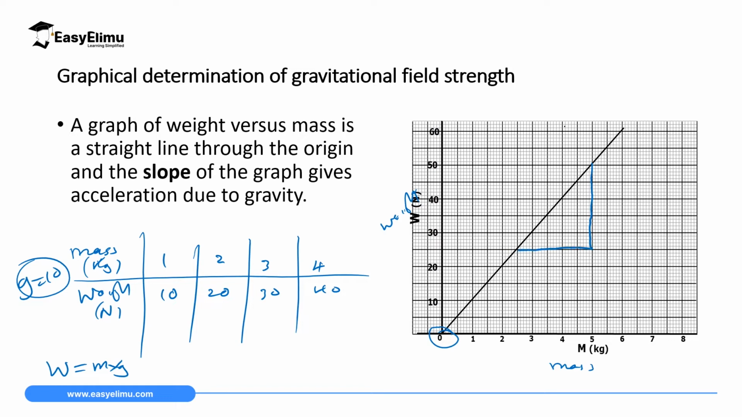If you find the slope of this line, that is change in weight over change in mass, our gradient will give us the gravitational field strength. Let's use the SI units. The SI unit of weight is the newton, and of mass is the kilogram. So the slope will be in newtons per kilogram, which we have said is the SI unit of gravitational field strength. So if you have a graph of weight against mass, the gradient will give you the gravitational field strength of the place where you measured your mass and your weight.